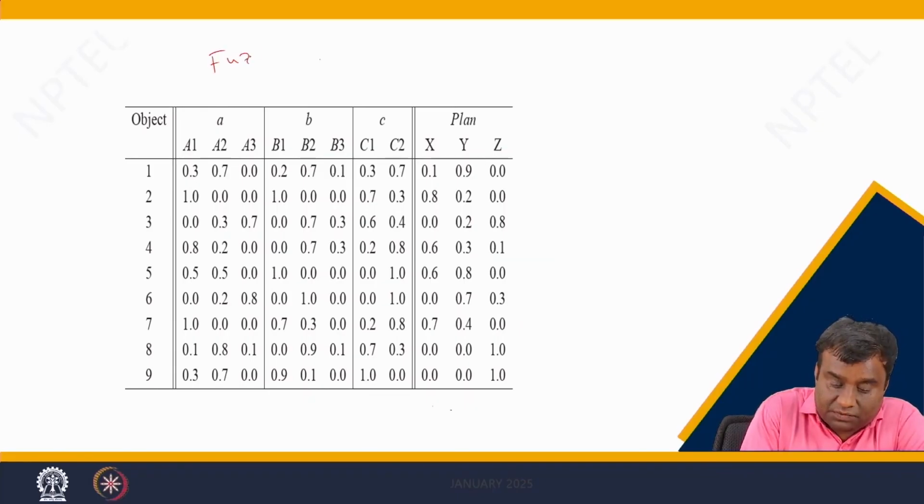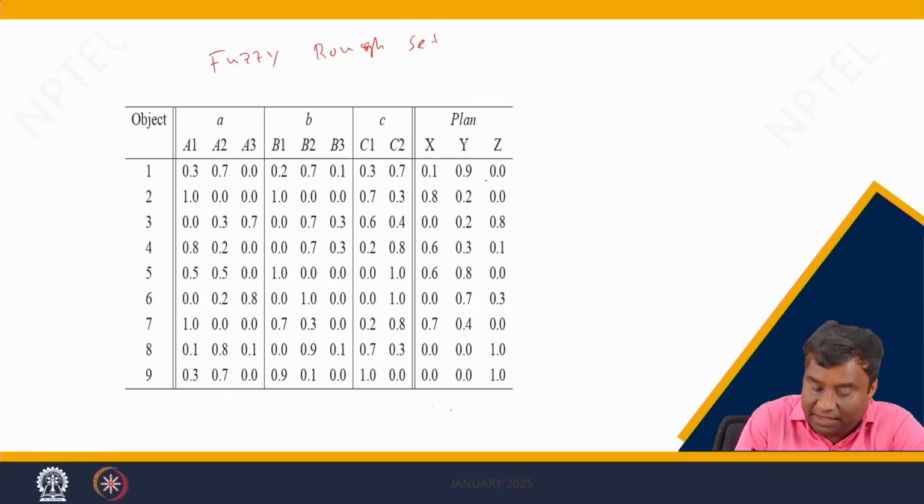Now this is another fuzzy rough set. So attributes are A, B, C. This is the plan X, Y, Z. So here these are fuzzy sets A1, A2, A3, B1, B2, B3, C1, C2, and the plan for X, Y, Z. So these are the plans for these things. So you need to calculate the dependency of attribute A for the plan, and maybe for B and C also.